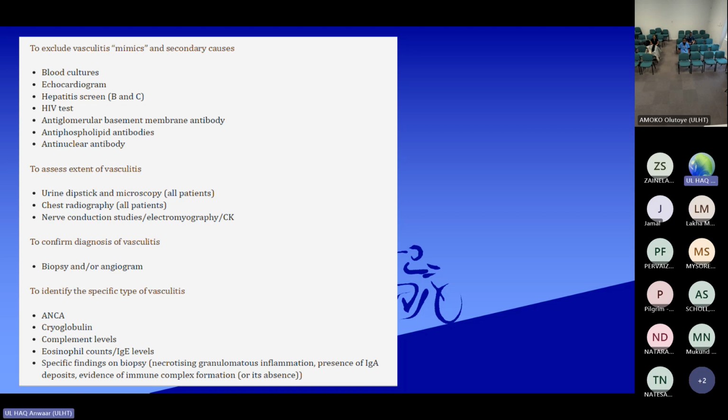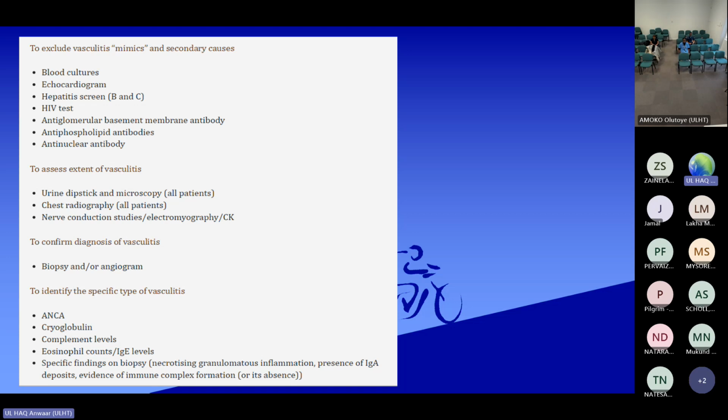You can do the echocardiogram, because infective endocarditis can also give you features similar to vasculitis: splinter hemorrhages, petechial hemorrhages, joint pains, fever, weight loss, shortness of breath. These symptoms are all the same together. So we need to find out, is it vasculitis or is it infective endocarditis?